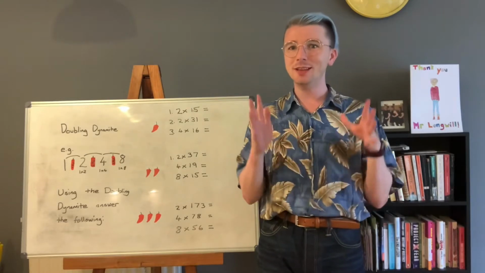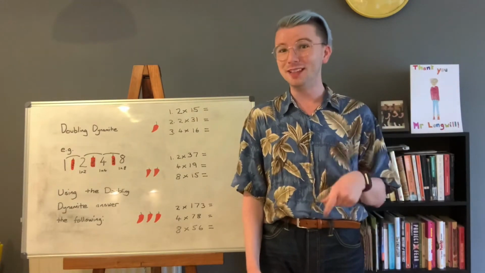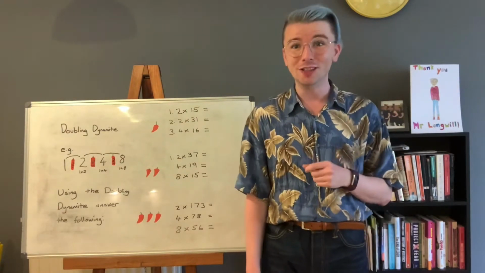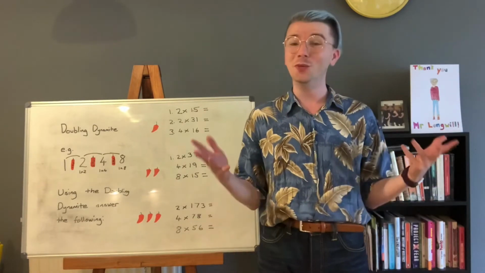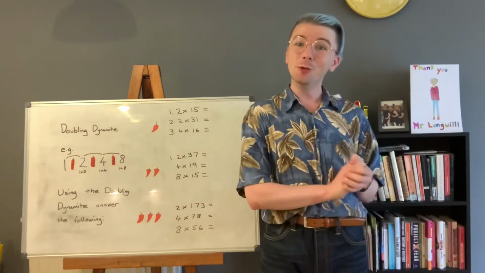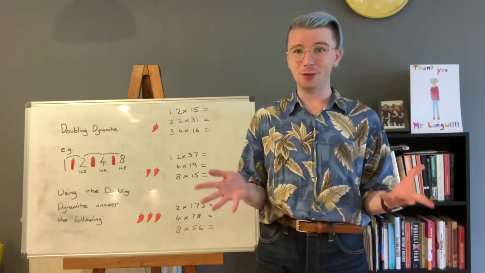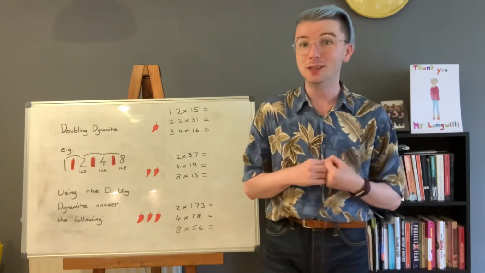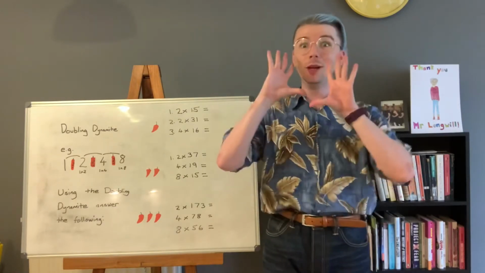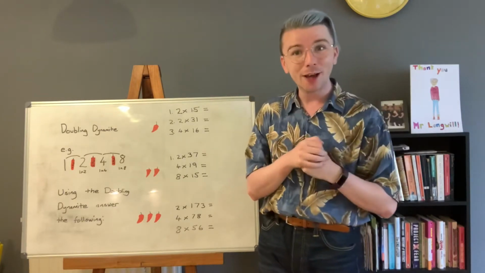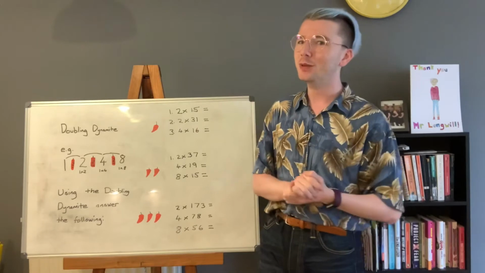Now I've decided that this week and the next couple of weeks I am going to go over strategies to help you remember some mathematical facts. This week I am going over a strategy that should help with your 2, 4 and 8 times table. This strategy is called Doubling Dynamite. What's Doubling Dynamite? I hear you scream at your screen. Don't worry, I will explain.